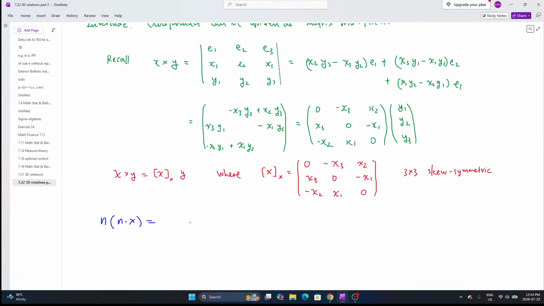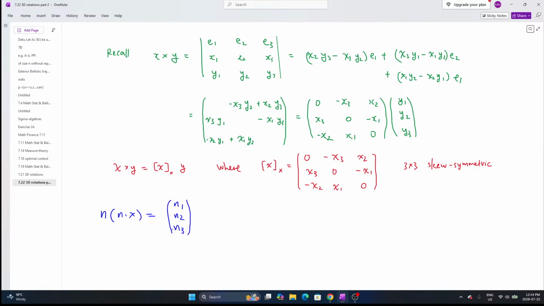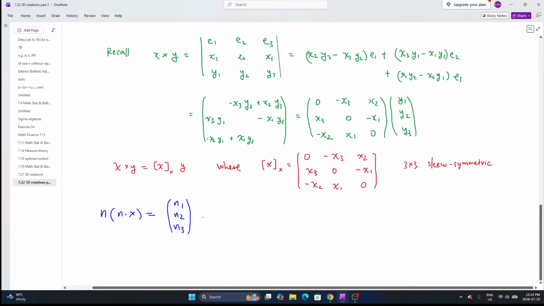Well, actually, you know what? Let's try to avoid trickery. Just do the brute force calculation and see what that leads to. So n is just n1, n2, n3. There's no trickery here. You just need to expand everything using the coordinates formula and recognize this is actually equivalent to a matrix vector multiplication. So n dot x, of course, is just n1 x1 plus n2 x2 plus n3 x3.